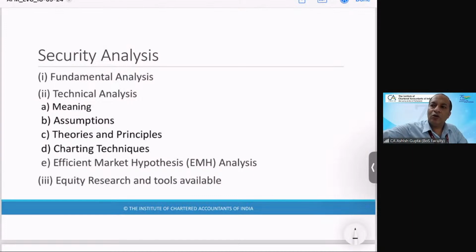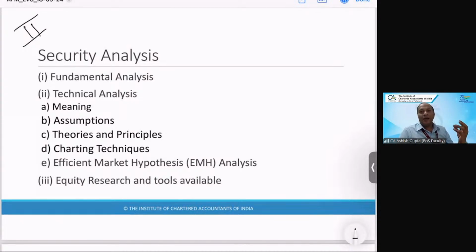Okay, students, so let us see. We are now coming to section 2. This is the starting of section 2, security analysis. Here in this security analysis, the first topic is fundamental analysis. Now what exactly is security analysis?